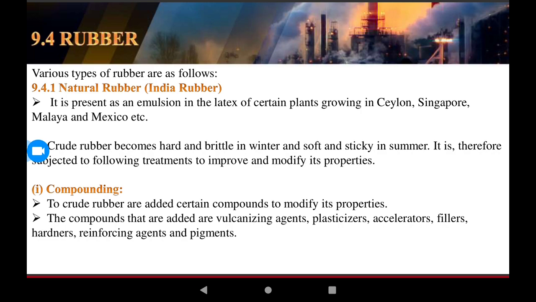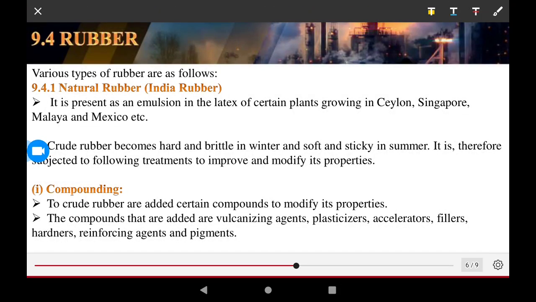Rubber. What is rubber? The chief types of rubber include natural rubber, or Indian rubber. It is present as an emulsion in the latex of certain plants, growing in Ceylon, Malaya and Mexico. The crude rubber becomes hard and brittle in winter and soft in summer. It is therefore subjected to the following treatment to modify its properties.